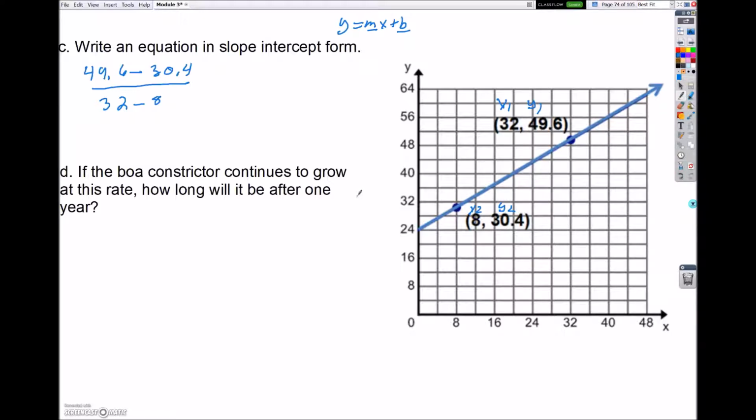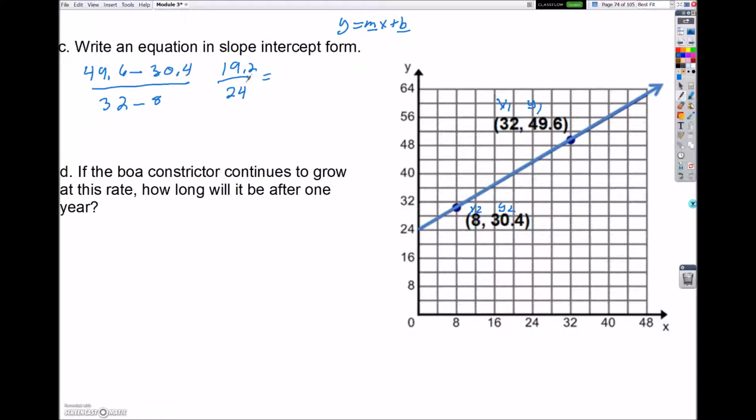Let's go ahead and do that together. 49.6 minus 30.4 is equal to 19.2. And then 32 minus 8 is 24. So I have a slope of 19.2 over 24. We can't have a decimal in the slope, so we need to figure out what I can multiply these numbers by. I'm not sure if this is the quickest way to do it, but I know if I multiply the numerator and the denominator by 5, that will give me a whole number.